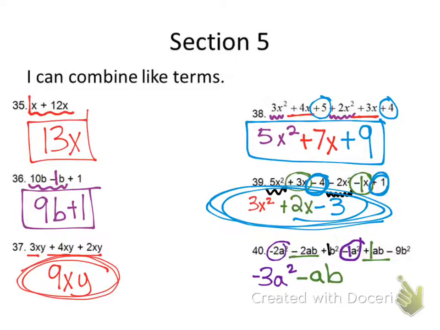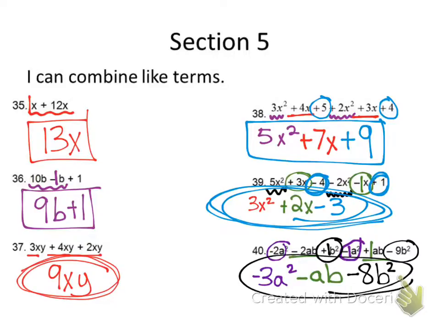And last one, we have the b squared. So 1b squared minus 9b squared. What's 1 minus 9? 8. Negative 8. So you need that negative with the 8. So minus 8b squared. And your questions are?